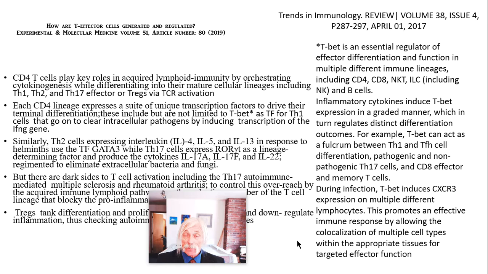So during infection, for example, Tbet induces a chemokine receptor called CXCR3 that happens on multiple different lymphocytes. So now you're able to express this receptor, and you're able to signal and alter the entire expression of a subsequent downstream distal association of gene expression, because now you have this chemokine receptor on the surface. And that gives you multiple different lymphocytic interactions. That promotes an effective immune response by allowing co-localization of multiple cell types within the appropriate tissues for the targeted effector function. You can see how quickly this expands, like a geometric function, right?